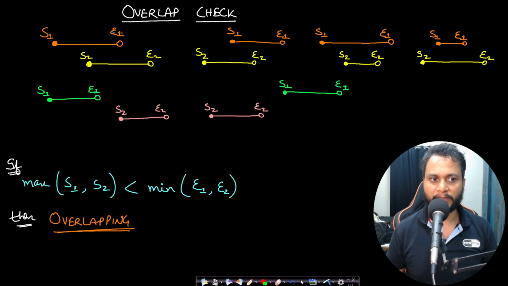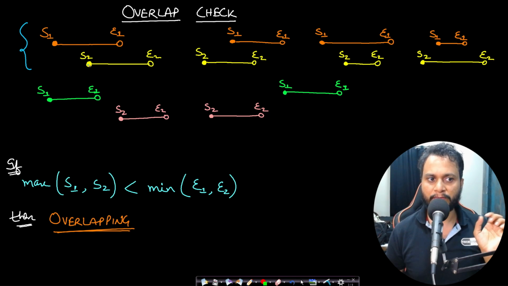In the overlap check, I have drawn the first 4 types of overlaps in the figure, right? So if the red one is S1 E1 and the yellow one is S2 E2, and S2 lies in between S1 and E1, or E2 lies in between S1 and E1, then there will be an overlap. So these are the 4 cases I have drawn.